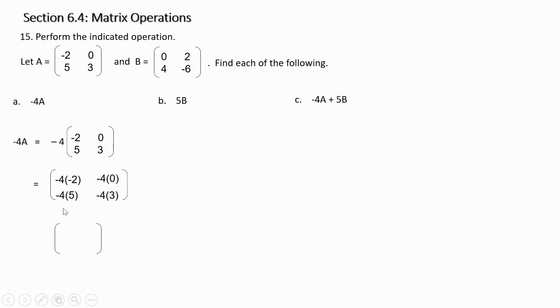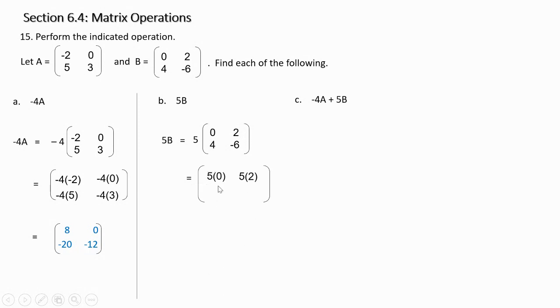You can go negative 4 times negative 2 is 8. Negative 4 times 0 is 0. Negative 4 times 5 is negative 20. Negative 4 times 3 is negative 12. And that's my result. Now, 5 times B, so we get 5 and we put matrix B there. It's going to be 5 times 0, 5 times 2, 5 times 4, and 5 times negative 6. So it's going to give us 0, 10, 20, negative 30.